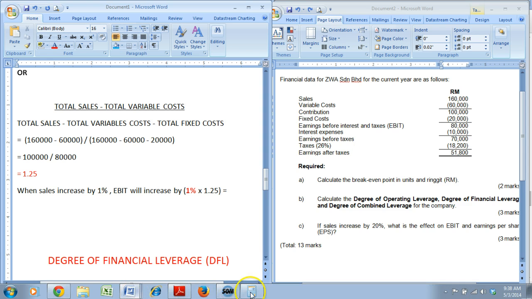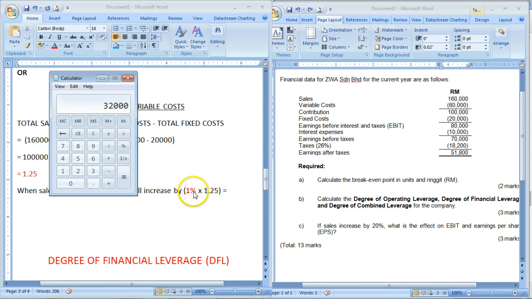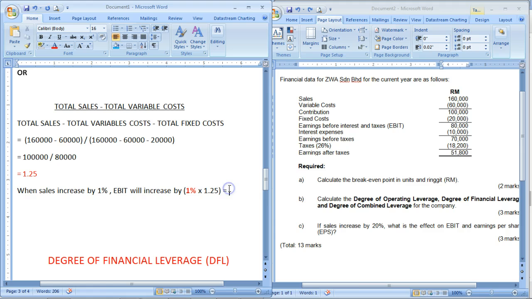1.25 times 1. Remember, don't change it to 0.01, that is totally wrong. Okay? In the calculator, you take the number directly. If it's 20, use 20. No need to change to a percentage. So 1 times 1.25, you get 1.25%.